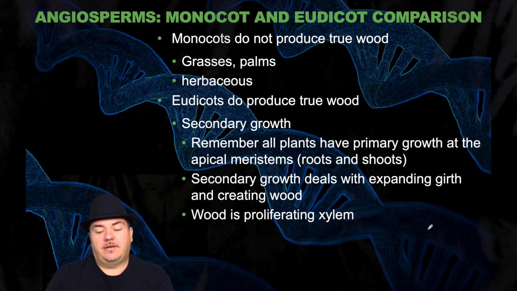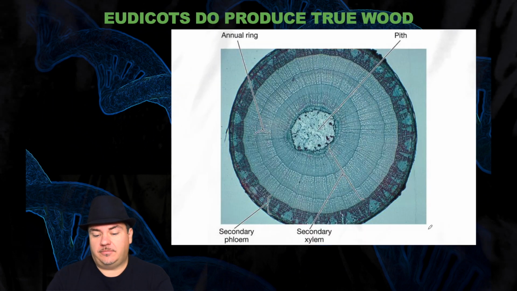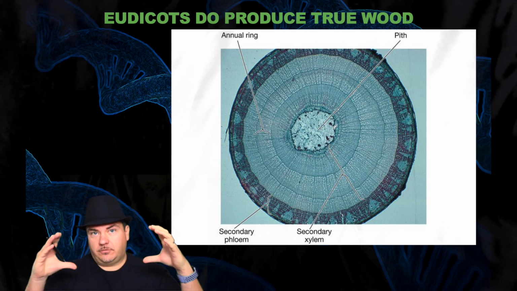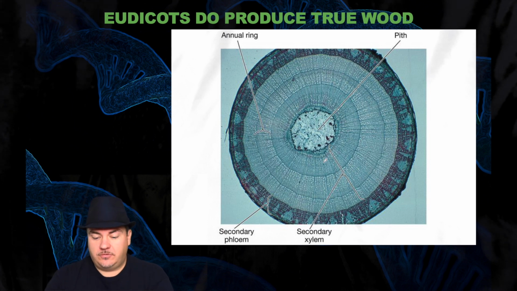Now, true wood has secondary growth. Remember, all plants have primary growth at the apical meristems. That's at the tips of the roots and the tips of the shoots. It allows the plants to have their roots grow longer and their shoots grow taller. But then secondary growth deals with expanding girth and creating wood. Wood is proliferating xylem. So if you look at a cross section of a wooden plant, you can see that you have this girth growth, and that's due to the secondary xylem and secondary phloem that makes up the wood.